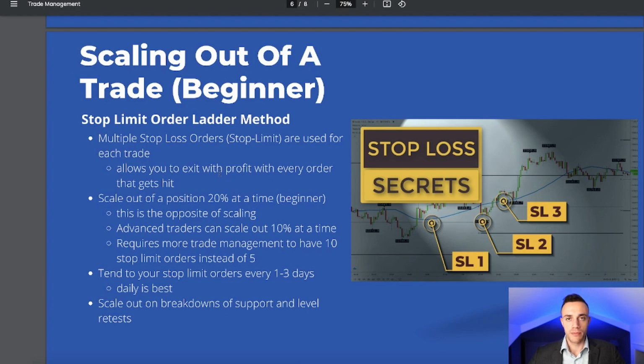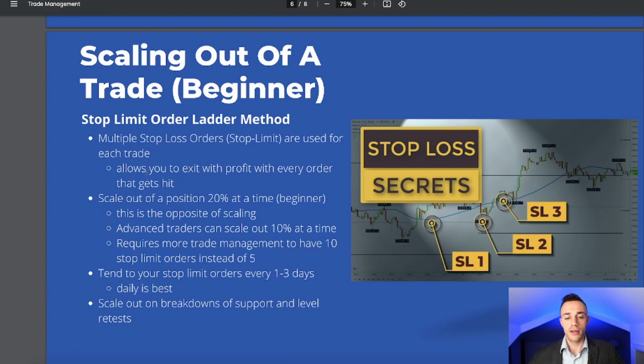A lot of times traders will get a good entry, but they don't know how to manage the position and they'll still squander the opportunity. So I can't stress it enough. Know how to manage the trade, know how to scale out, all right? And we utilize the stop limit order ladder method for that, all right? So multiple stop limit orders are used for each trade. And this allows you to exit with profit with every order that gets hit.